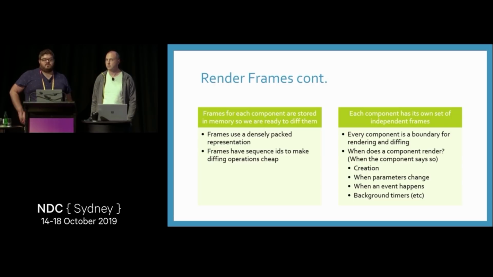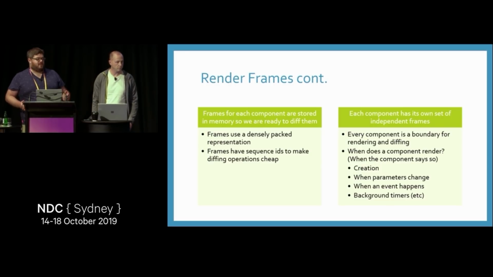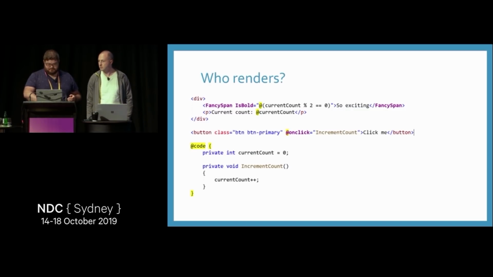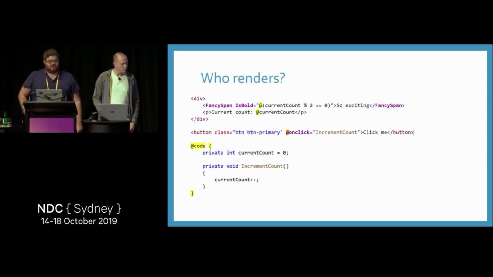The kinds of things that make a component render are, first of all, its initial creation. Second of all, when parameters change. Third, when an event happens. And fourth, arbitrary reasons that you decide, the most common one being things like background timers or other kinds of notifications that come from your app code. Ultimately, it's the component that decides when to render itself. If you're using Razor code to author components or you're inheriting from ComponentBase, you're getting all these behaviors by default as well.